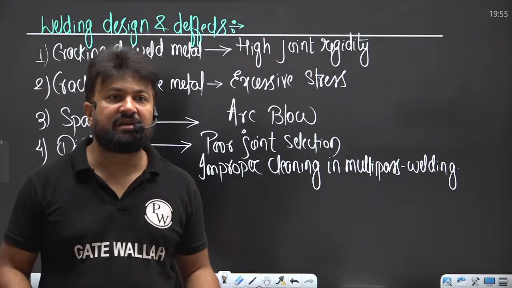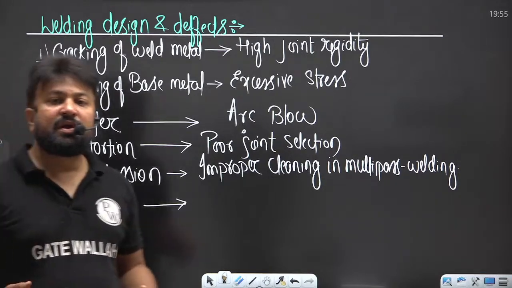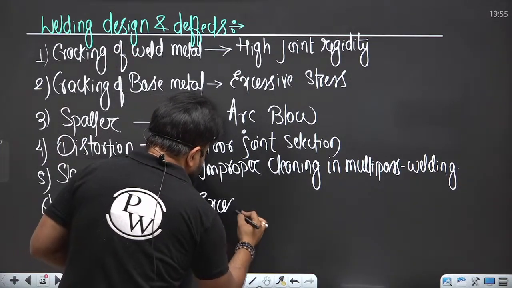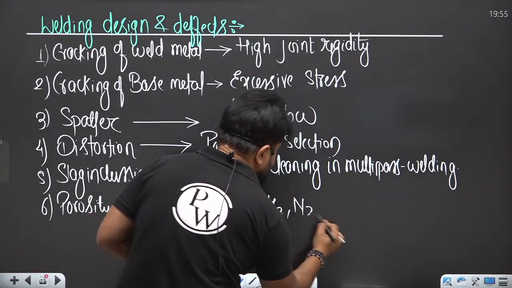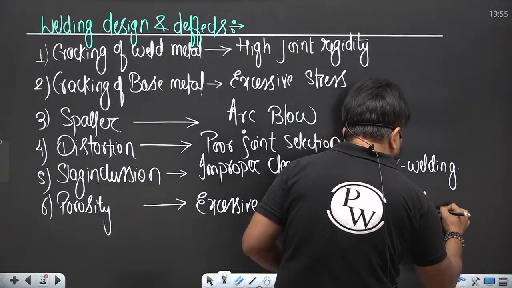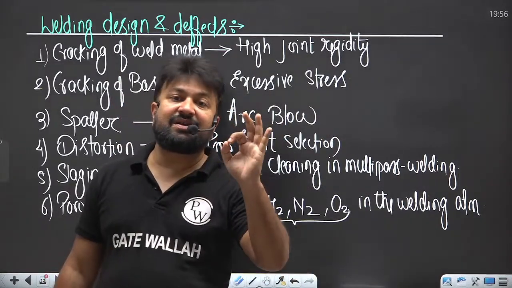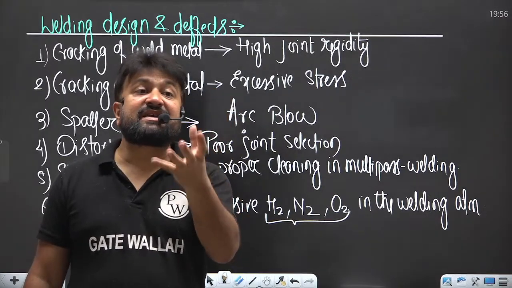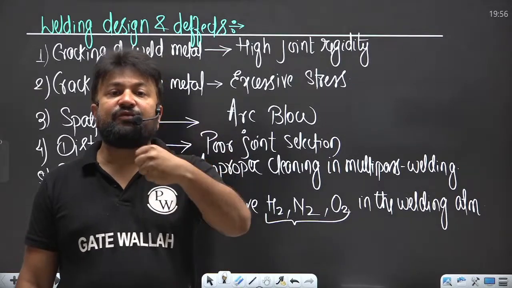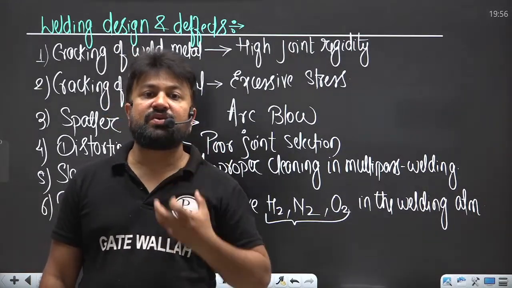The sixth one is porosity. Sometimes what happens is excessive hydrogen, oxygen, and nitrogen in the welding atmosphere. And why are these gases produced? Because the electrode captured atmospheric gases. If you use a damp electrode, then it will produce the gases.